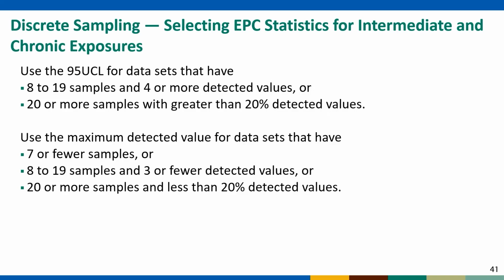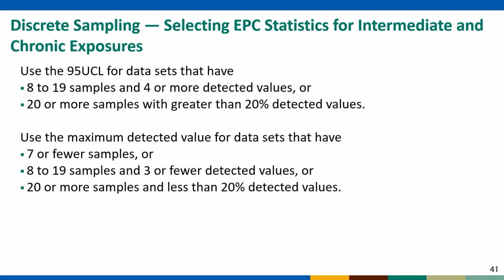To calculate a 95 UCL from your data set, typically the rule of thumb is 8 or more samples, but you also need to have enough detected values in your data set. When you have 8 to 19 samples, you will need 4 or more detected values to calculate a 95 UCL. If you have 20 or more samples, you need to have at least 20% of your samples to have detected values. If neither one of those two rules are met, you'll need to use the maximum detected value as your EPC. You'll also use the maximum detected value if you have 7 or fewer samples for your exposure unit.